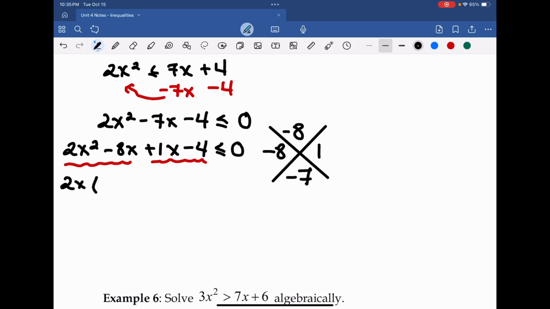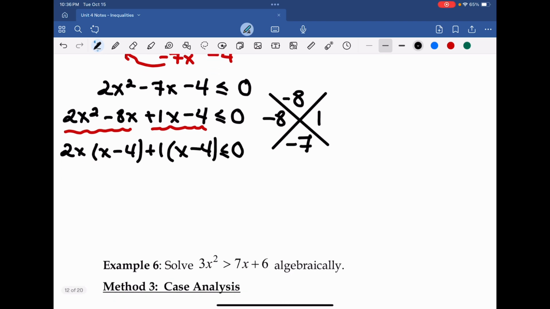We factor out the 2x, leaving us with x minus 4. We can only take out a positive 1 from my next grouping, leaving us with x minus 4. We see the common binomial. I'm going to take the outside terms of 2x plus 1 and pair them. I'm going to take one of that common binomial and write it, and this is all less than or equal to 0.